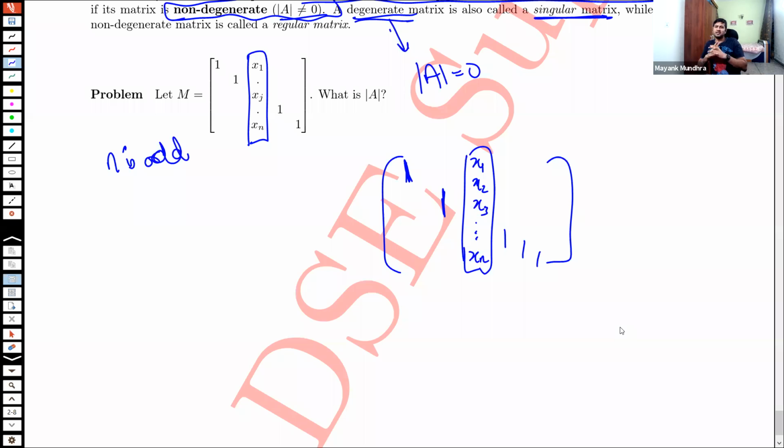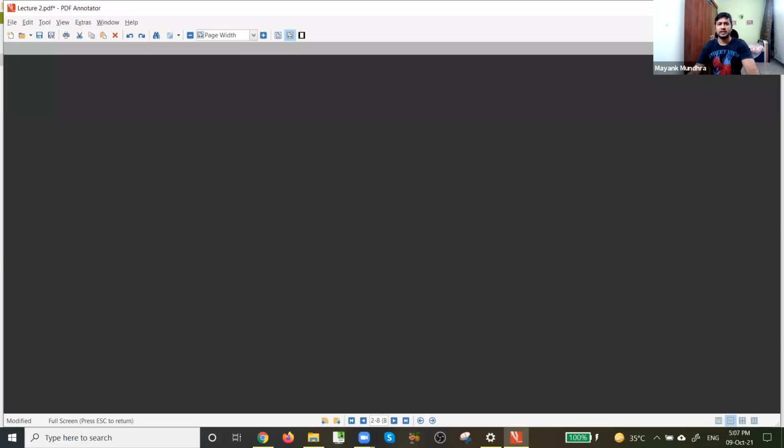So my recommendation would be to be patient and try different things. At the end of the day, I've told you one inductive method also to do such questions. You can start with n equals 1, then n equals 3, then n equals 5, n equals 7, and so on, and then proceed. That will give you some hint into what should be the general result for an n cross n matrix, where n is odd.